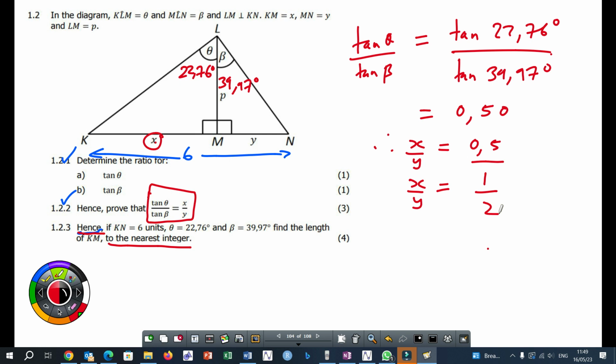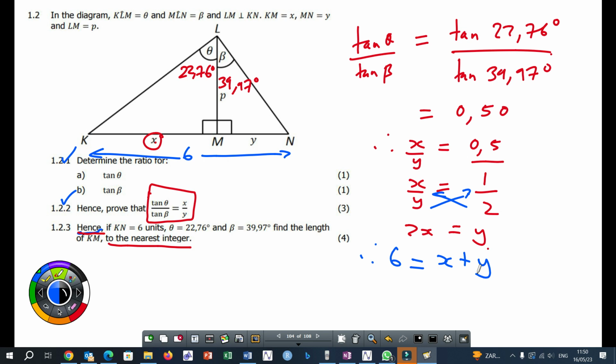Then, if we want to know the relationship, we cross multiply, we will get 2x is equal to y. Are you following that? Yes. Now, I'm almost there. What am I trying to calculate? I need to calculate KM, which is x. So what that means is, I can say therefore the total length 6 is equal to x plus y. Am I right there? Yes. Now we are in algebra. You need algebra in trig. If you know your algebra well, you are going to find your trigonometry easy too.